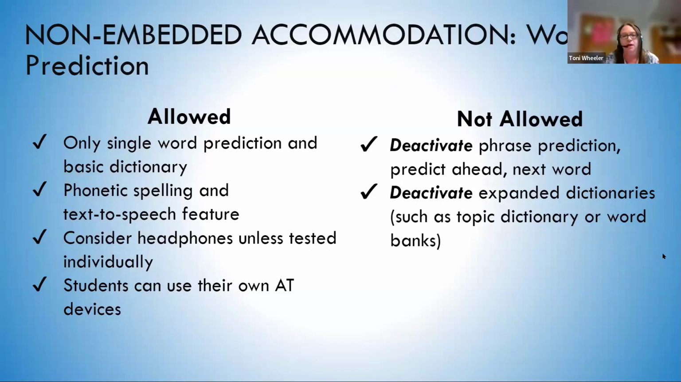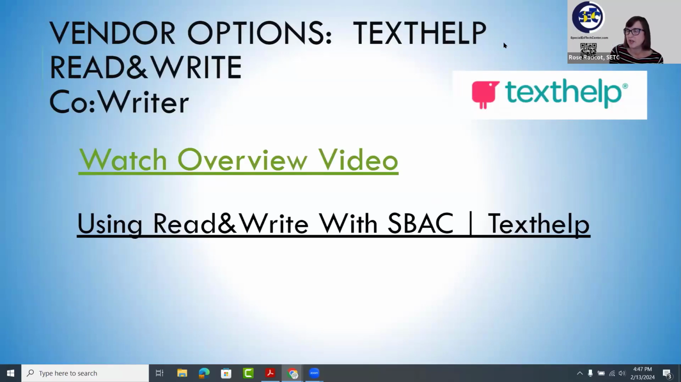What is not allowed, so you'd have to go in and deactivate, is phrase prediction, predict ahead, next word, and any expanded dictionaries such as topic dictionary or word bank. The non-embedded accommodation text help can support you in how to do that. But now really with the embedded tool being CoWriter, it's so easy. Most people will probably just stick to it that way.